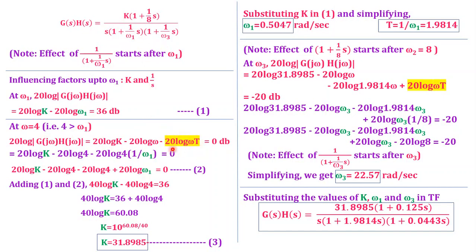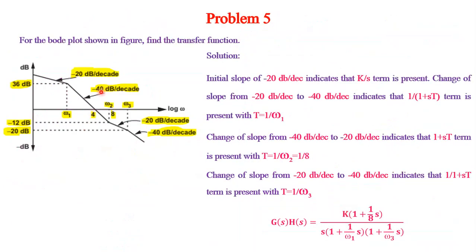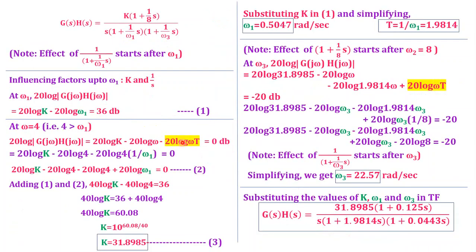How is this minus 20 log omega t? I have explained this very well in the Bode plot of individual factors, the log magnitude plot of individual factors, when I considered the factor 1 by 1 plus st. So we know at 4 radian per second the magnitude is 0. That is why 0 dB is put. So 20 log k minus 20 log, I am finding at omega equal to 4. So 4 minus 20 log, what is omega? Omega is 4. What is t? T is nothing but 1 by omega 1.